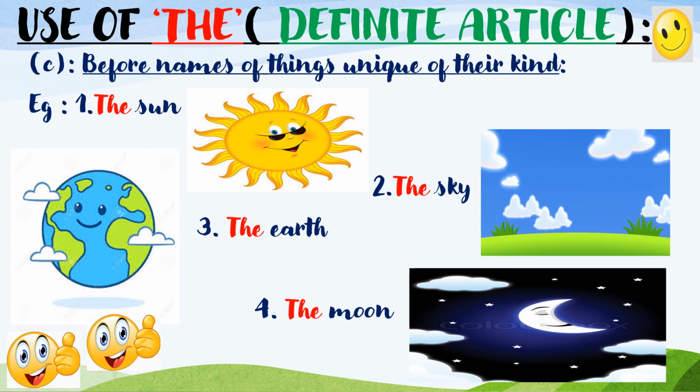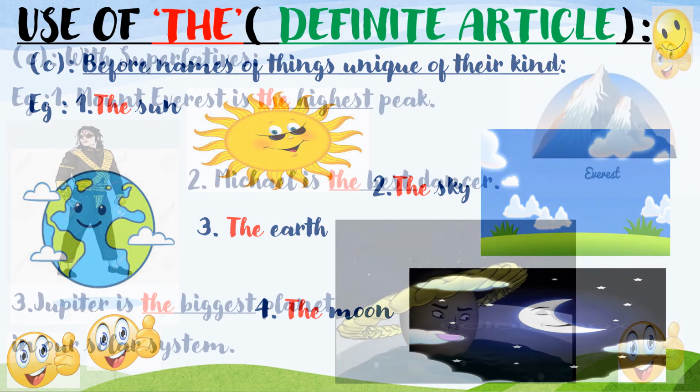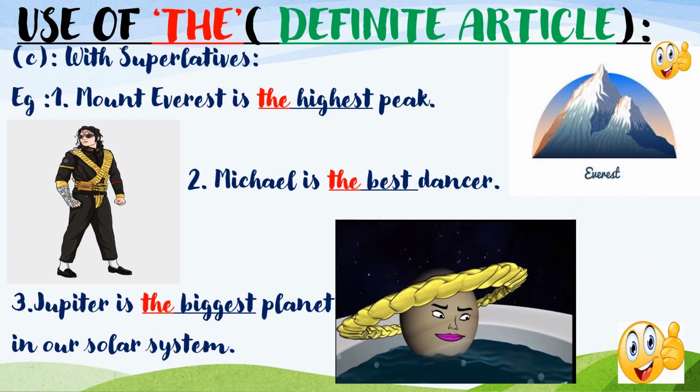The is used before the names of unique things such as the sun, the sky, the earth, the moon. Article the is also used with superlatives. For example, Mount Everest is the highest peak in the world. Michael is the best dancer. Jupiter is the biggest planet in our solar system.